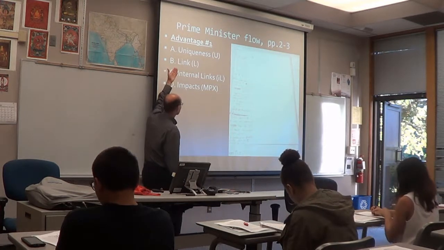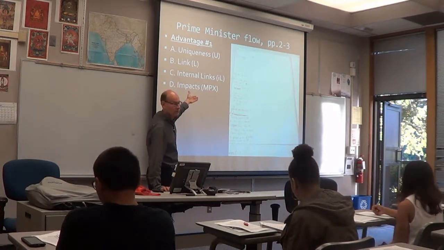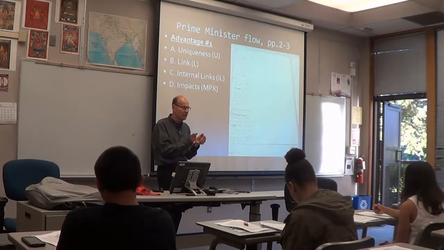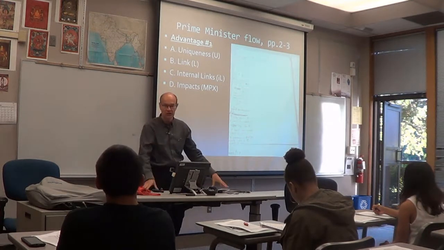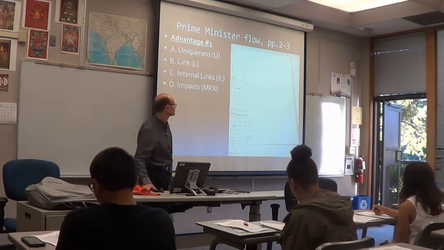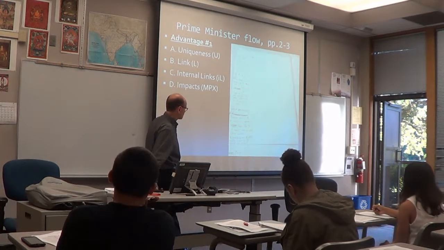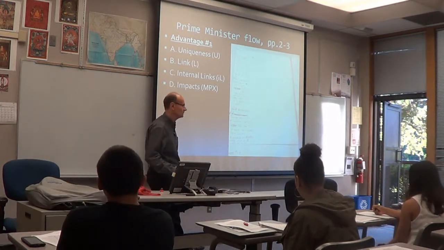So, uniqueness, link, internal links, and impacts. And you got a good idea last hour as to what those look like. But that's what you want to do there. You want to make sure you write down the structure, the A, the B, the C, and the D, because number one, judges like that, and number two, it'll help you from getting lost. Okay? Any questions on that? Okay.